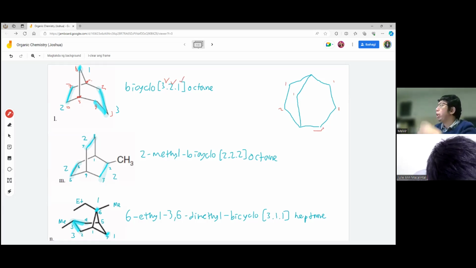And then, count the whole ring, no? So, 1, 2, 3, 4, 5, 6, 7, 8, no? So, 8 carbon atoms ang involved for the bicyclic or bicycloalkane. So, that will be octane. But since this is a bicyclo, so we add bicyclo 3, 2, 1. Bicyclo 3, 2, 1 octane. Okay, so this is correct. So ang letter L, correct. Wow, babawi talaga.